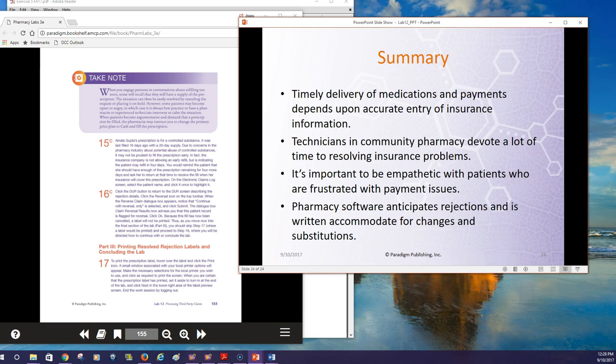Pharmacy software anticipates rejections and is written to accommodate for changes and substitutions. So there are some things in there that will help. Now, going on to some of the new software that we're going to be using with Pioneer RX, we actually will be able to do more realistic types of adjudications. So this is just an introduction to processing third-party claims.